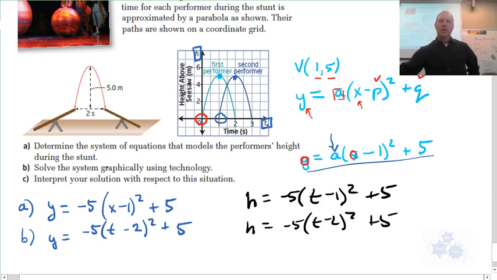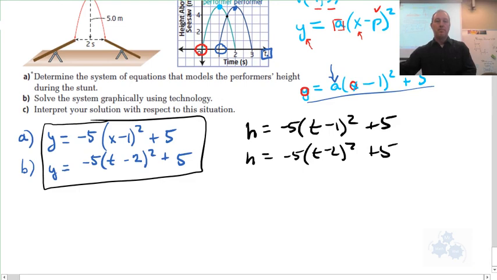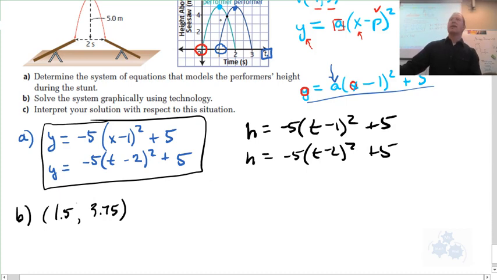For A. Okay, solve the system graphically using technology. You could put each of these in, and you're going to want to use x and y probably for your graphing calculator. Find the intersection point right here. Okay, that intersection point there. And again, I'll save you the time as I explain this. You would put those in, and for B, you would get an intersection point of 1.5 and 3.75. You could maybe get that from the graph, but it's not very exact if you just look at that graph. So using your graphing calculator would be perfect.